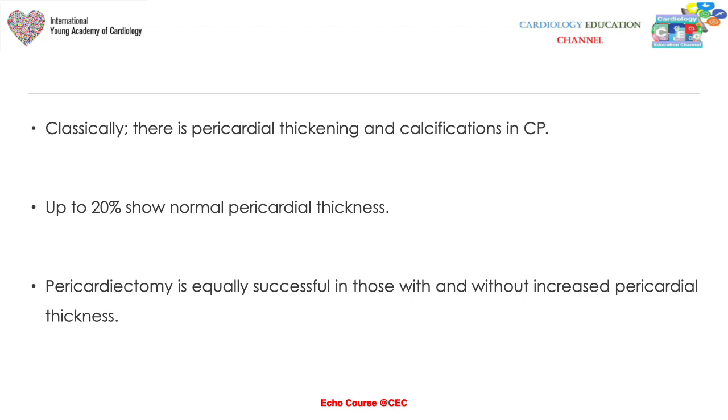And classically, there is a pericardial thickening and calcification in constrictive pericarditis, which may not be seen by echocardiography but detected in other modalities like CT or MRI. But up to 20% of patients with confirmed constrictive pericarditis show normal pericardial thickness even in CT and MRI. And pericardiectomy is equally successful in those with and without increased pericardial thickness. That's why the hemodynamic assessment of patients with constrictive pericarditis to diagnose the case is of crucial importance.